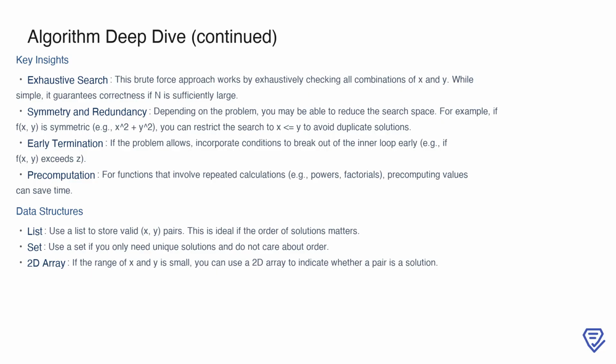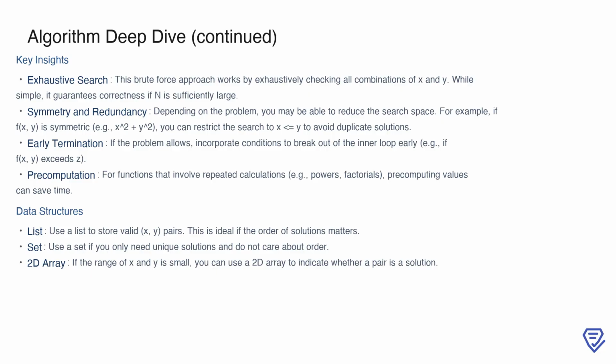For instance, if the function f(x, y) is symmetric, such as x squared plus y squared, we can reduce the search space by only considering pairs where x is less than or equal to y. This avoids duplicate solutions and improves efficiency. Another optimization is early termination. If the computed value of f(x, y) exceeds the target z, we can break out of the inner loop for that specific x, as further increasing y will only lead to larger values.